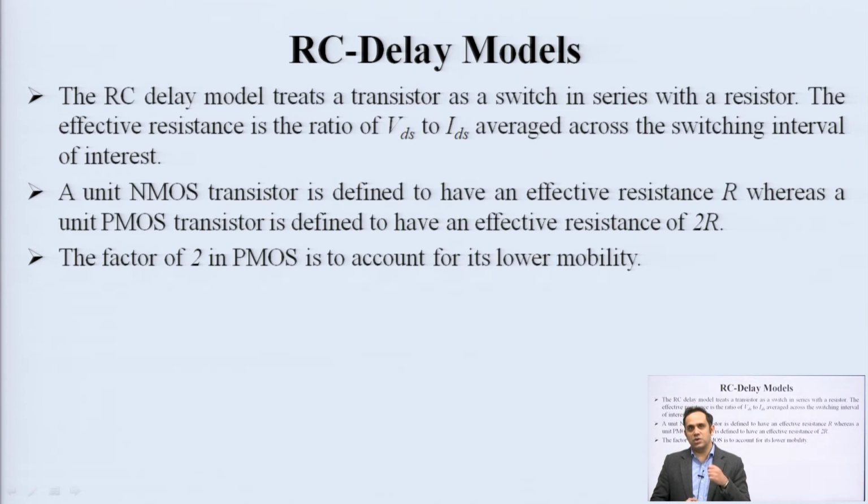So, we define a unit NMOS transistor which has a certain effective resistance R, and we define a unit PMOS transistor which has a resistance of 2R. Why this factor of 2? The origin of this factor of 2 is that PMOS has majority holes. Conduction in a PMOS transistor is because of holes.